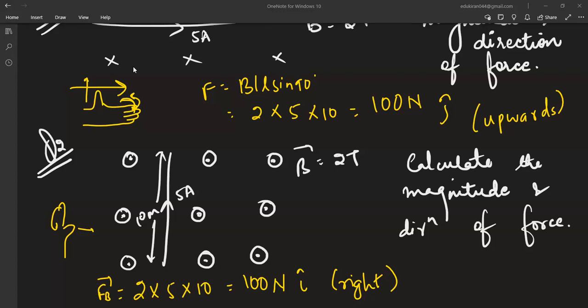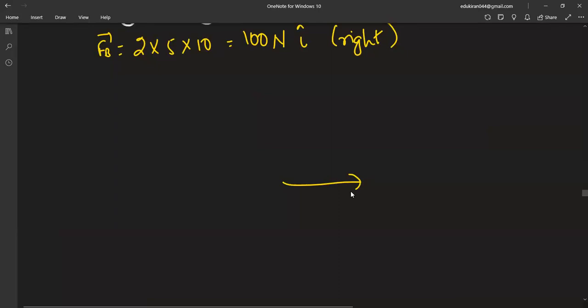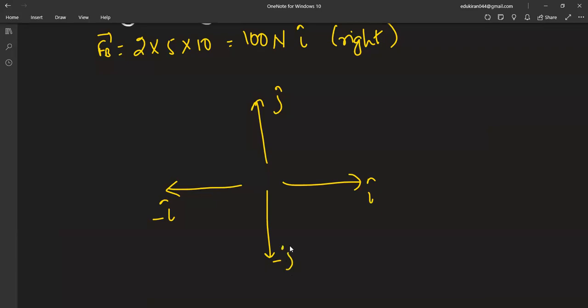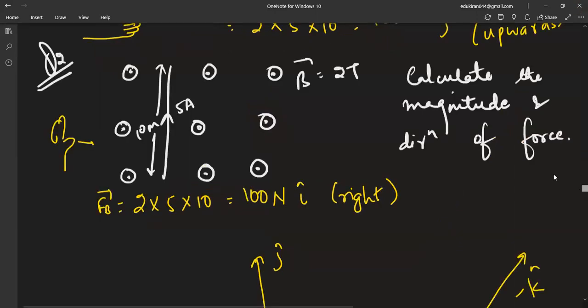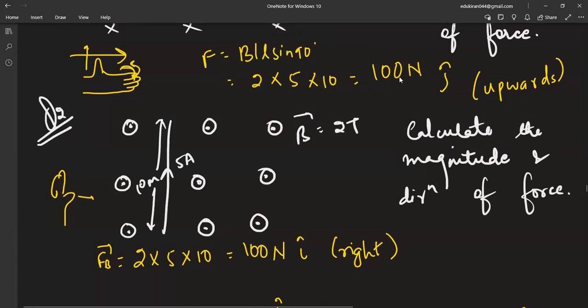No, left is minus I cap. Let me tell you this. See, if it is rightwards, that is I cap. If towards the left, minus I cap. Upwards, J cap. Downwards, minus J cap. If it is coming outwards, then it is K cap. If it is going inwards, then minus K cap. This is helpful for your objective questions because at that time you'll be having your options, like in your JEE exam, NEET exam. This is helpful for your entrances. But in your subjective answer sheets, you can mention either I cap, J cap, or up or down. All right.